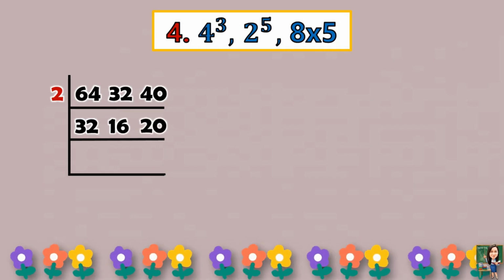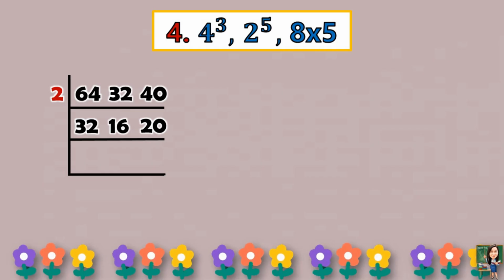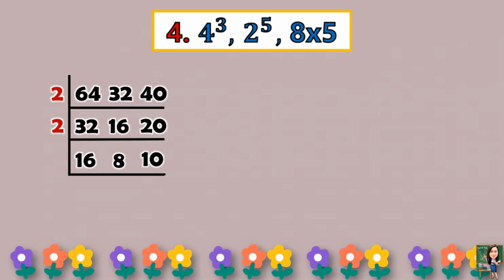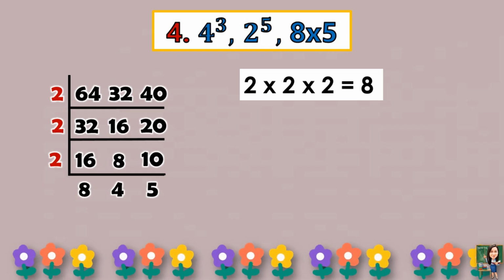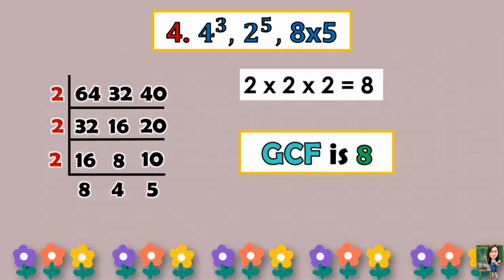Then 32, 16, and 20 are divisible by 2. 32 divided by 2 is 16. 16 divided by 2 is 8. 20 divided by 2 is 10. So 16, 8, and 10 are divisible by 2. So 16 divided by 2 is 8. 8 divided by 2 is 4. Then 10 divided by 2 is 5. Therefore, 2 times 2 times 2 equals 8. The GCF, or the greatest common factor, of 64, 32, and 40 is 8.